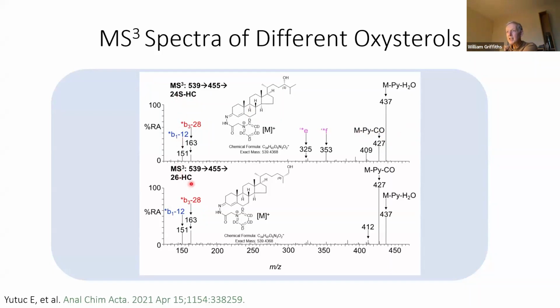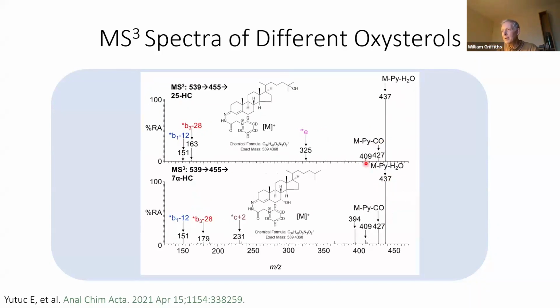If you look at 26-hydroxycholesterol, the fragmentation spectrum is similar, but it's different in that the pattern at the top end of the spectra is different. So here, 437 is bigger than 427. In 26-hydroxycholesterol, you've got the other way around. If we look at 25-hydroxycholesterol, that's dominated by just the one fragment ion.